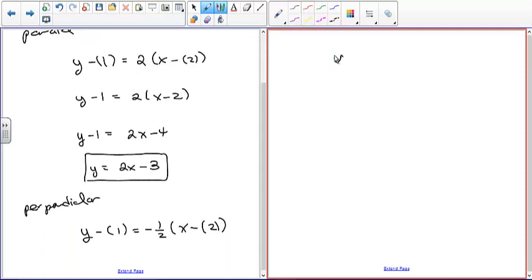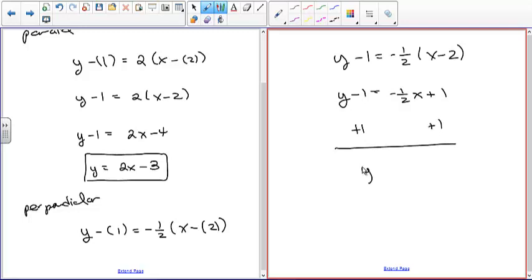So you get y minus 1 is equal to negative 1/2 times x minus 2. All I'm doing in here is just removing these parentheses. Same over here. Then we multiply this out. Negative 1/2 times negative 2 is positive 1. Then we're going to add 1 to both sides. So you get y is equal to negative 1/2 x plus 2.